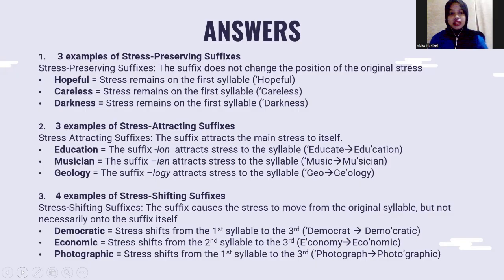There are democratic, economic, and photographic. In democratic, the stress shifts from the first syllable, democrat, to the third syllable, democratic. And then economic, the stress shifts from the second syllable, economy, to the third syllable, economic. And then photographic, the stress shifts from the first syllable, photograph, to the third syllable, photographic.